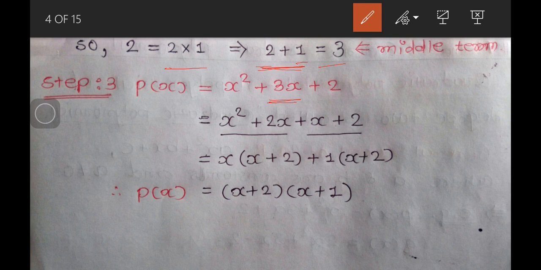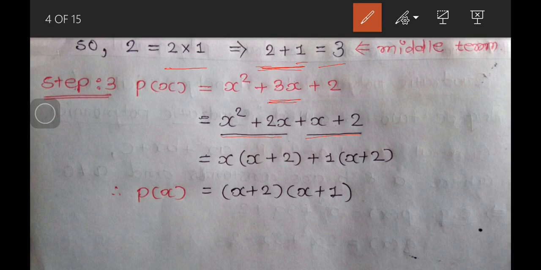So now we divide it into two groups. The first one is x square plus 2x, and the second one is x plus 2. In the previous lecture we studied how we extract common factors from a given polynomial. Now we use that rule here.